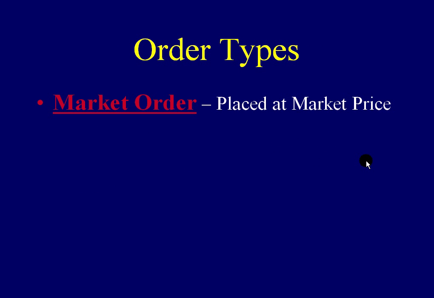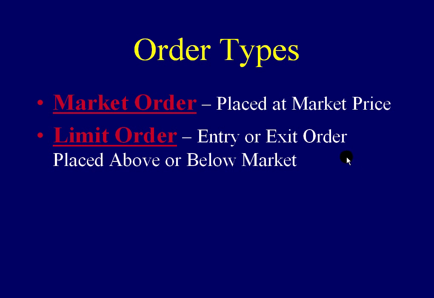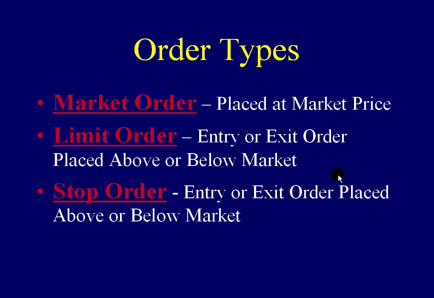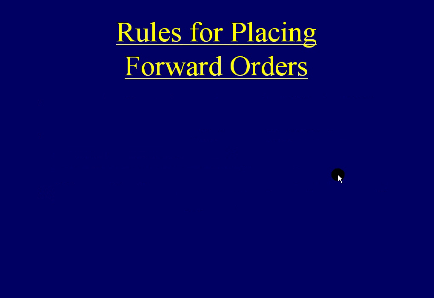Now there are order types. A market order is an order that's placed right at the market price, where you actually press the button at a specific price at a specific time, and the order goes in at market. A limit order is an entry or exit order that is placed above or below the market, which will be triggered at some future date. A stop order is an entry or exit order that is placed above or below the market that will be triggered at some future time. Okay? Let's go into that in more detail.